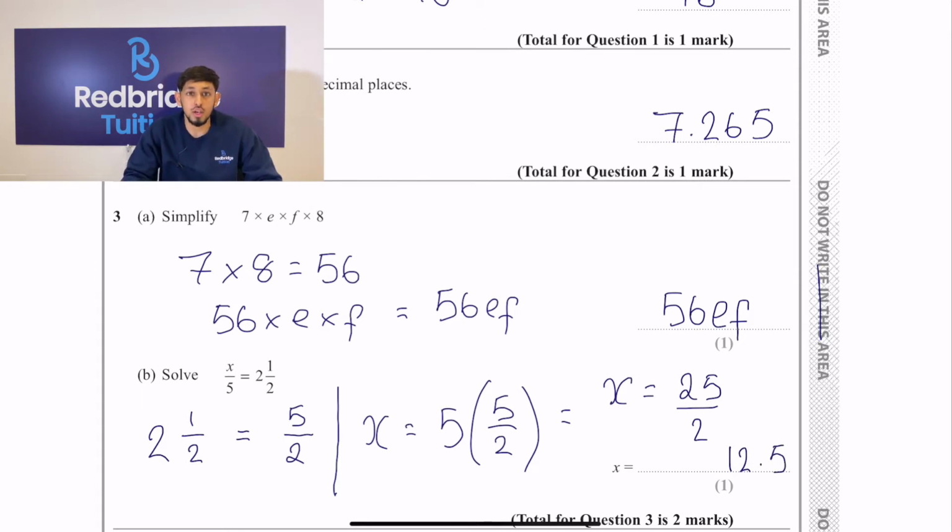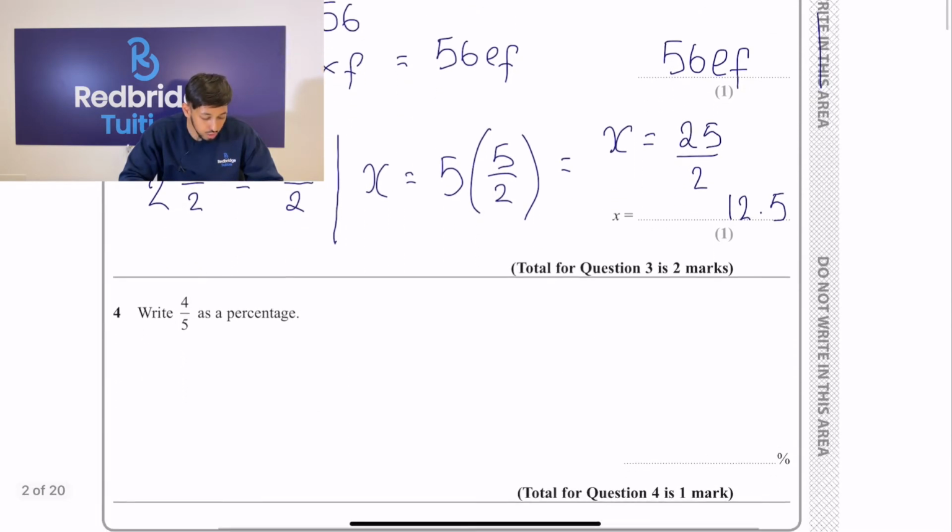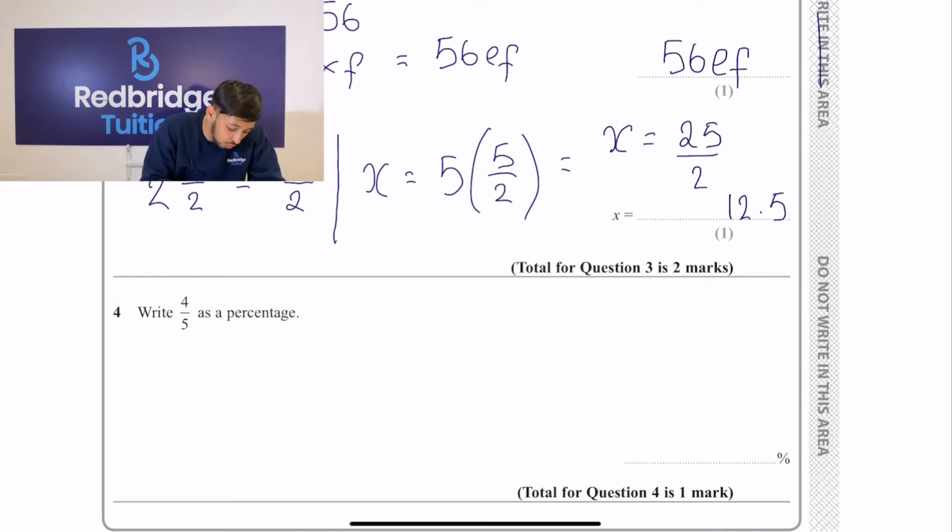That's question 3 done. Now let's move on to question number 4. So question number 4 says to write 4/5 as a percentage. Percentage means out of 100. So we want to convert this fraction to out of 100. So we've got 4/5 and we want our denominator to be 100.